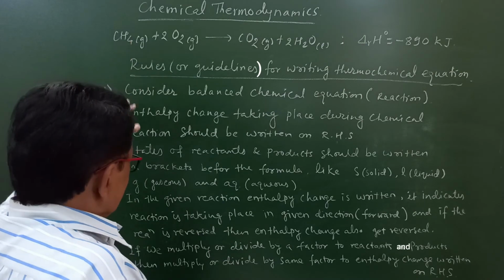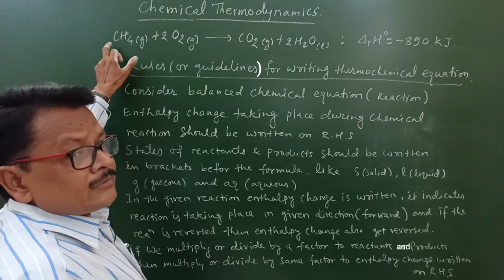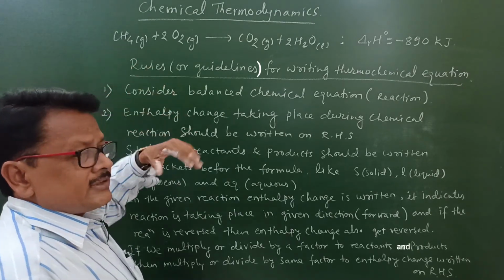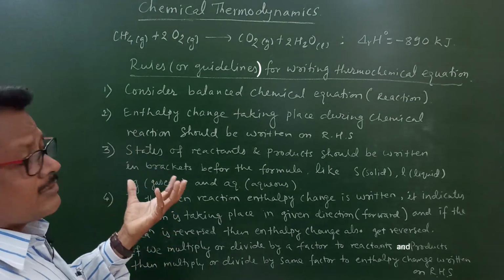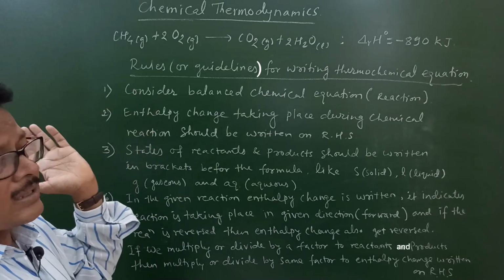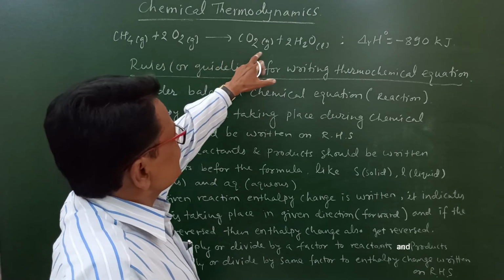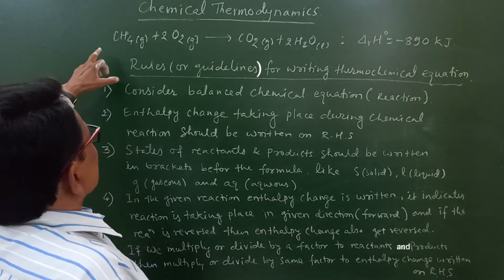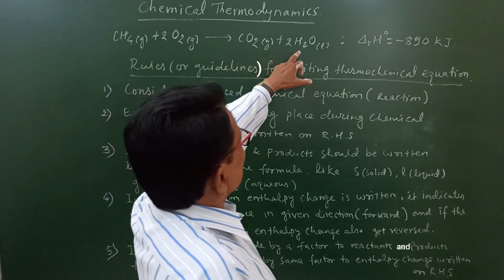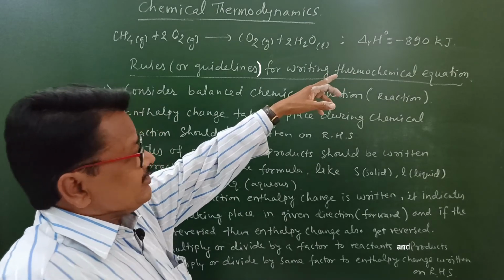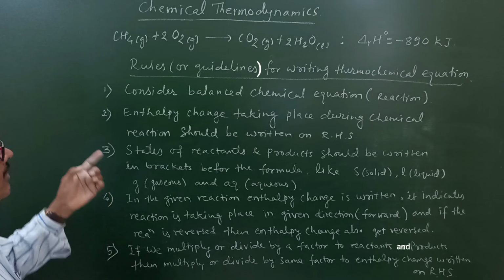Here, by applying all these 5 rules we have written the combustion of the methane molecule. Methane is a hydrocarbon. When a hydrocarbon is burned or combusted in the presence of air, oxygen, formation of carbon dioxide and water takes place. First of all, methane reacts with oxygen, giving CO2 and H2O. Then for balancing we have written 2 oxygen molecules and 2 water molecules. Then enthalpy change is written before it. So in this manner, by applying all the 5 rules, we have written this.